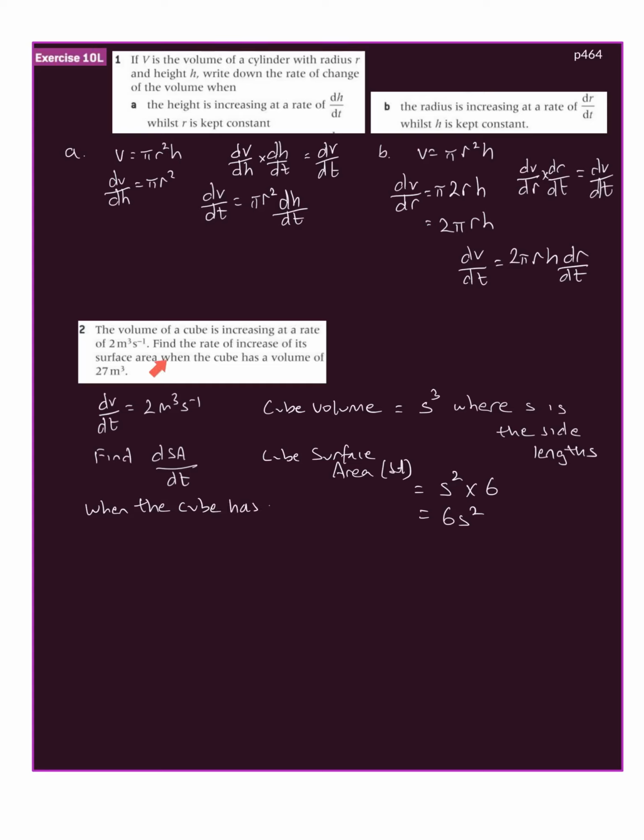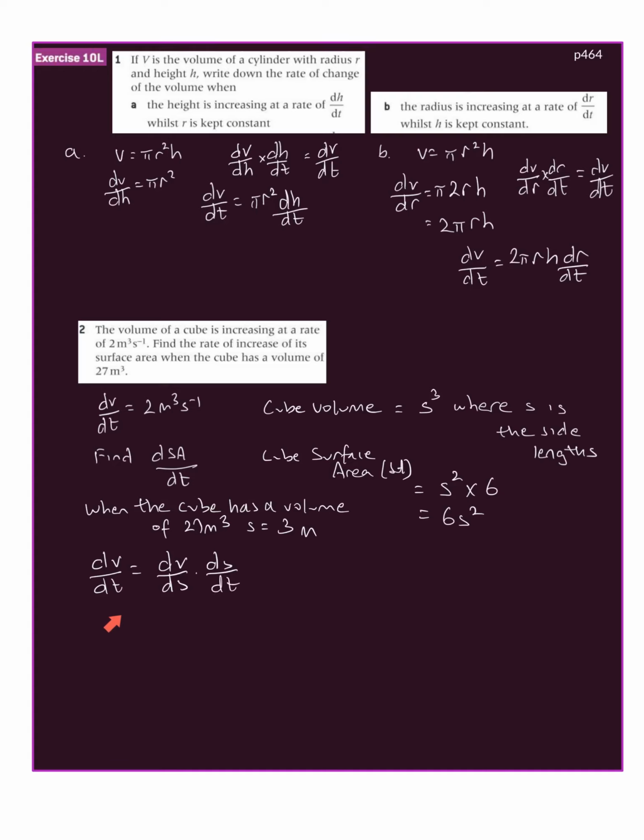They've told us that when the cube has a volume of 27 meters cubed, what is the value of s? We can work that out. If the cube has a volume of 27 meters cubed, then s is equal to 3, because 3 cubed is 27. So we know it's 3 meters.